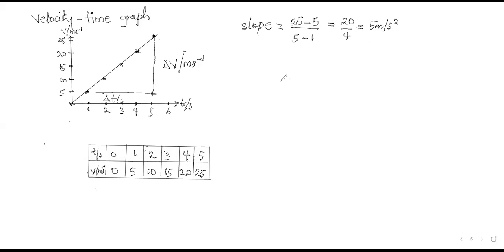Hello, Gideon. Please, what's the difference between the displacement time graph and the velocity time graph? So Gideon, in the displacement time graph, we are plotting the distance covered by the body in a particular direction against time. Then here we are plotting the speed or the velocity of the body against time.